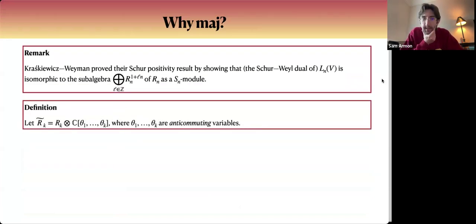But I also wanted to mention it because we were recently able to provide a similar interpretation in this super case. Sorry for changing the index name, but hopefully you'll forgive me. Take the regular coinvariant algebra in k variables and tensor it with the polynomial ring in k anti-commuting variables, so essentially the exterior algebra in k anti-commuting variables. I'll define R tilde of k to be this tensor product.